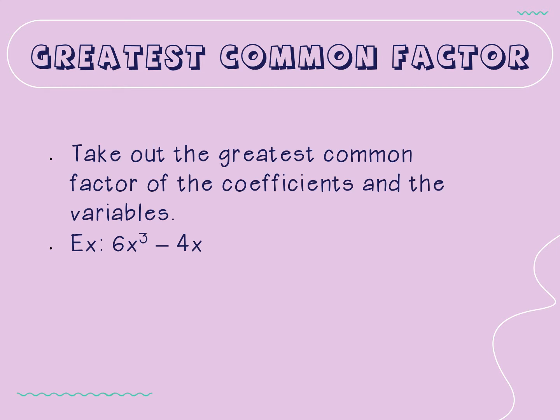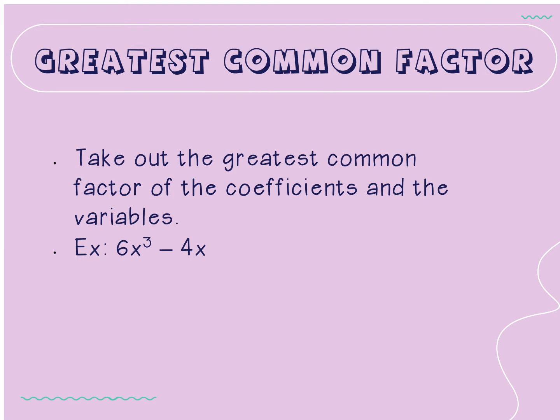So we can first look and find the greatest common factor between 6 and 4. And the factor that they both have in common is going to be the number 2, because the factors of 6 are going to be 1 times 6 and 2 times 3. And the factors of 4 would be 1 times 4 and 2 times 2. So the GCF between 6 and 4 is 2.